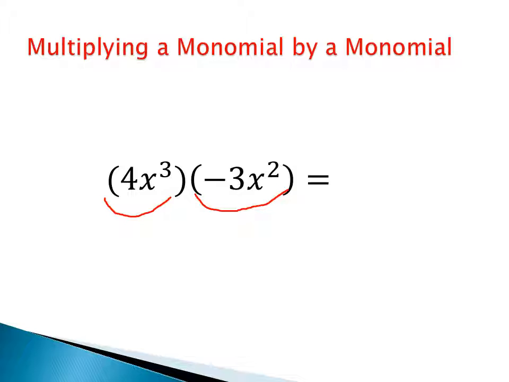To multiply these two monomials together, we need to multiply the numbers first and then multiply the variables. So we have 4 times negative 3, which gives us negative 12. And then we have x to the third multiplied by x to the second. By using the law of exponents, we know that when we multiply variables with the same base, we need to add the exponents. So 3 plus 2 is going to give us x to the fifth.